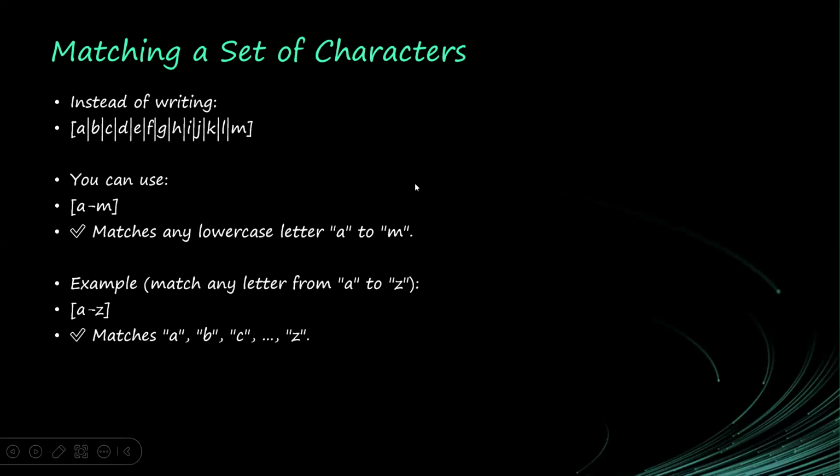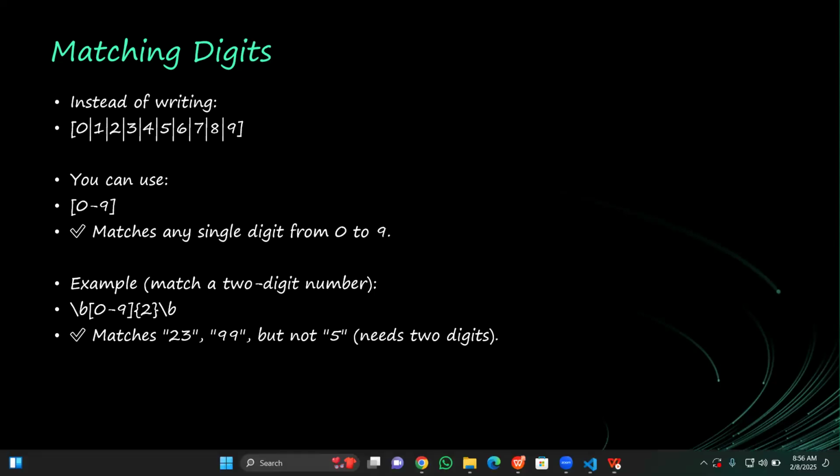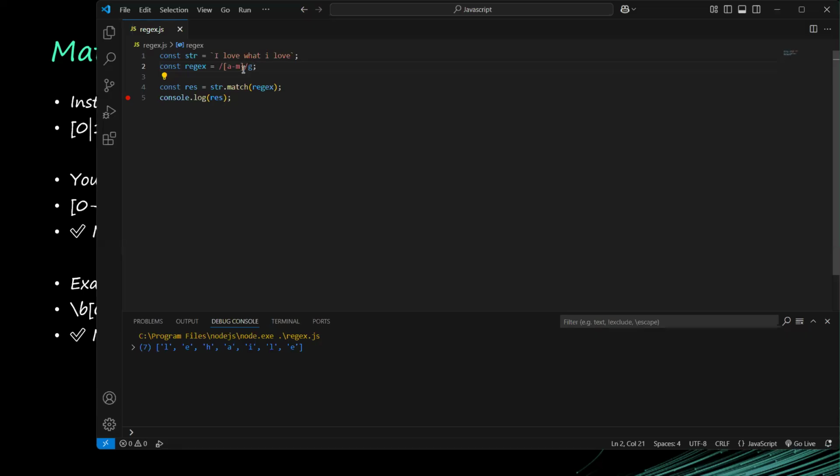So now we can also match digits just the same way. Instead of writing 0 or 1 or 2 or 3 or 4, I can just say 0 to 9, and I will get it. Just the same thing. If I try 0 to 9 now, I'm not going to get anything because I do not have any digit in here. So of course it's going to return null.